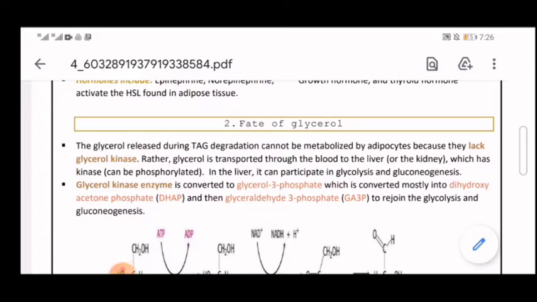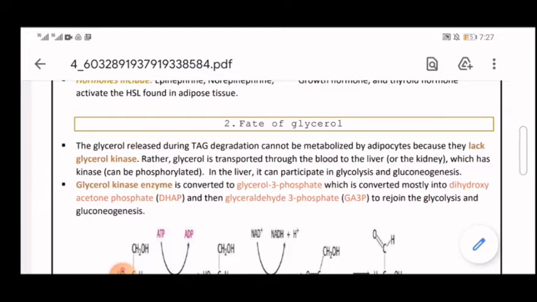Here is what we said. Glycerol released during TAG degradation cannot be metabolized by adipocytes because they lack glycerol kinase. Instead, glycerol is going to be transported through the blood to reach the liver or sometimes the kidney, to be phosphorylated there by the kinase found there. Inside the liver, the glycerol 3-phosphate is either used to form a TAG or converted to DHAP, which is dihydroxyacetone phosphate, which is then converted to glyceraldehyde 3-phosphate.